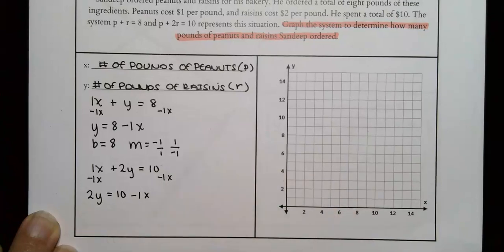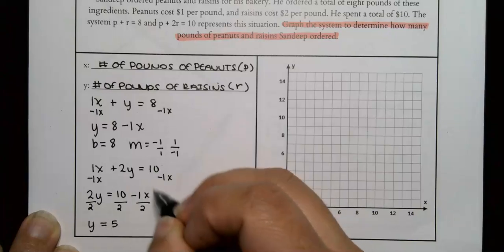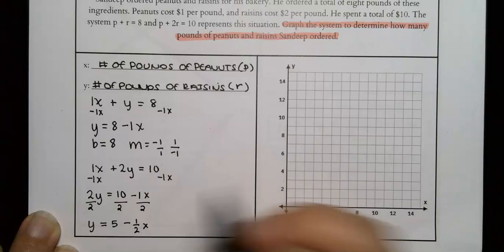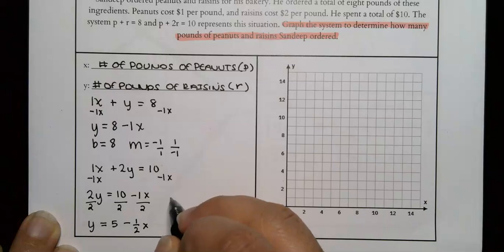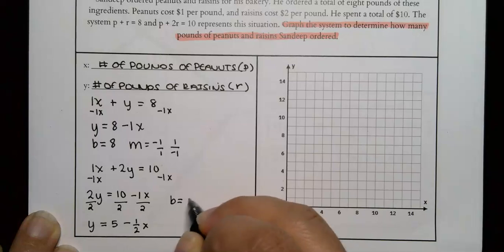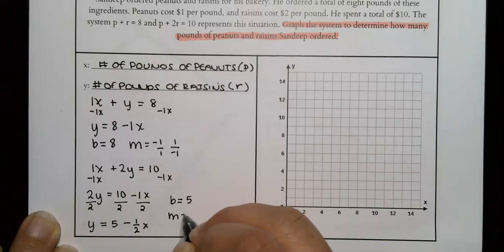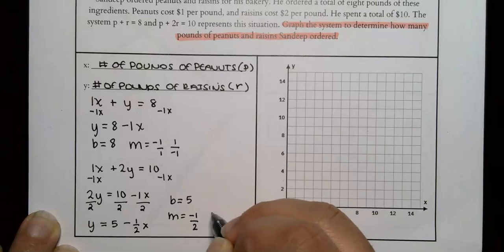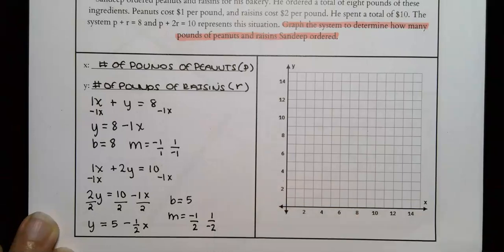We need to get rid of the 2. We're going to do that by dividing by a positive 2. We have y is equal to 5. This will not reduce, so we're going to leave it as a negative 1 over 2x. And I'm going to just use the side area right here. We're going to say our y-intercept is 5. Our slope is negative 1 over 2. And then the reverse would be 1 over negative 2.